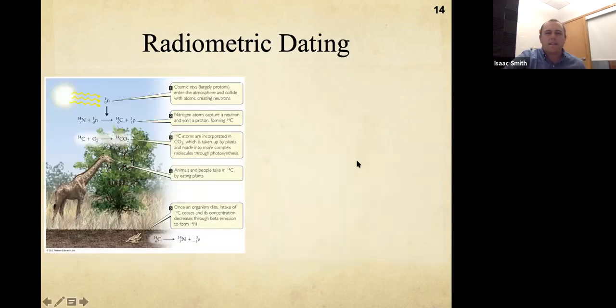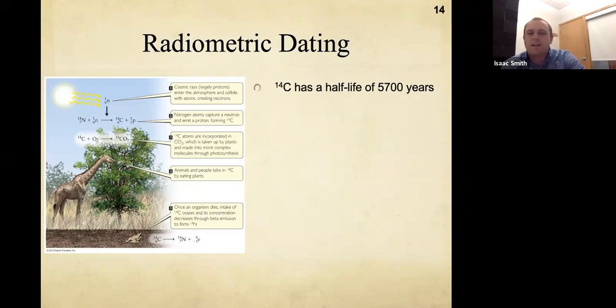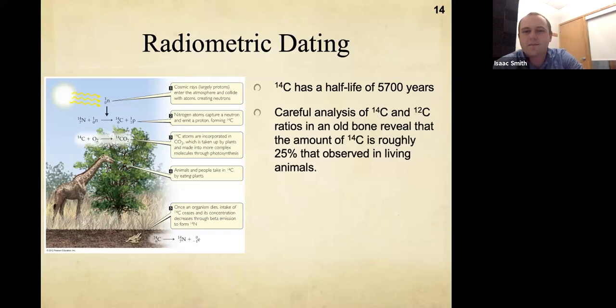Okay. You might have heard of carbon dating, and it relates to this principle as well. So you might have wondered, how do they know how old a bone is, or how old a tree is, or something like that, right? If an archaeologist finds it. So carbon-14 has a half-life of 5,700 years.